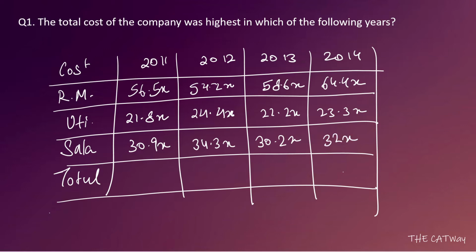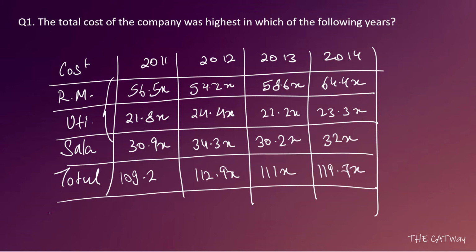After this we know that the total value is composed of only these three things, and we know the value of these three things in different years, so we can calculate the total value. So the total value will come out to be 109.2x, 112.9x, 111x, and 119.7x. Now we have every value. Now we just have to solve the questions.